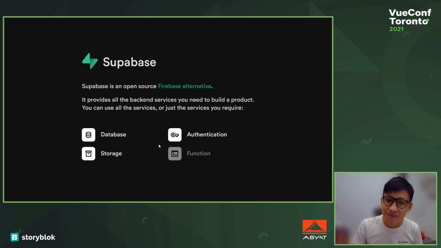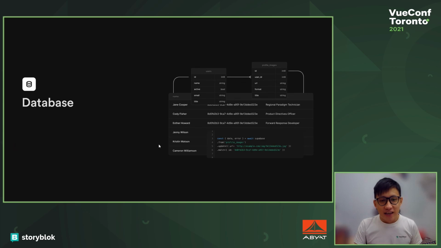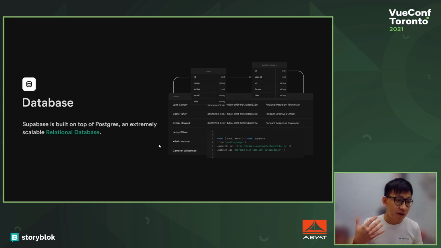All right, let's see. Database. Supabase is built on top of Postgres, which is an extremely scalable relational database. And I believe most of us as developers have heard of Postgres or even relational databases before. It is one of the huge differences compared to Firebase, as Firebase is NoSQL, whereas Supabase focuses on relational databases. As you can see in the schema here, there are a lot of tables, a lot of linked relationships, and so on and so forth.